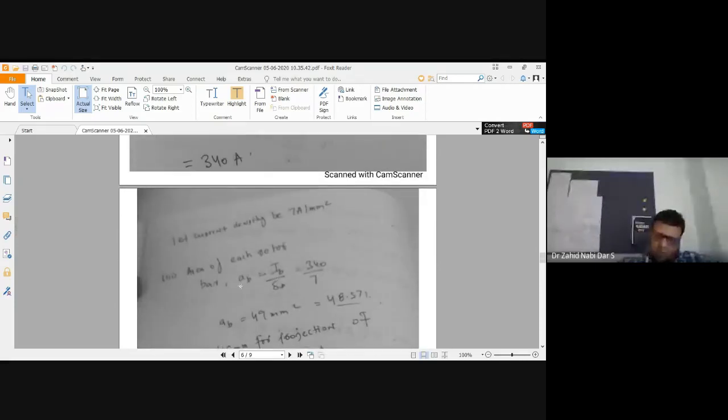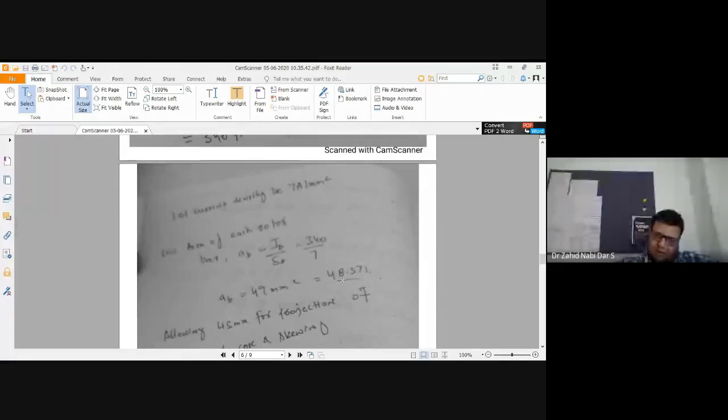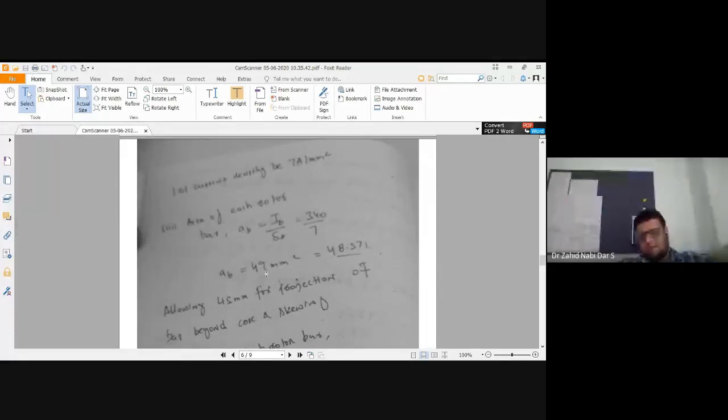Or in other terms, Ab, the area, would be equal to Ib by delta b. Sorry, not rho, delta. This term is delta b. So Ib you calculated 340. So the Ib value is 340. This you have assumed 7. So you get an area of around 48.57. Let's approximate to the next integer value, that is 49 millimeter square.